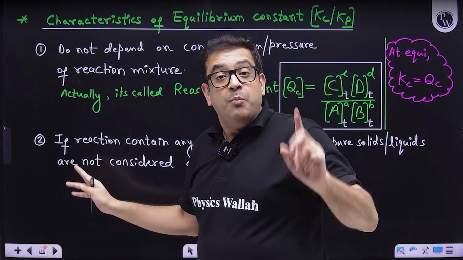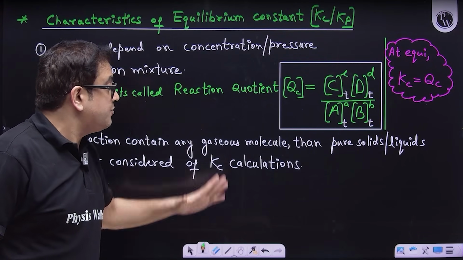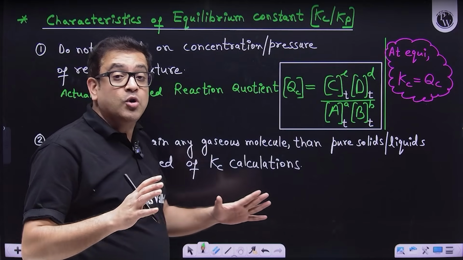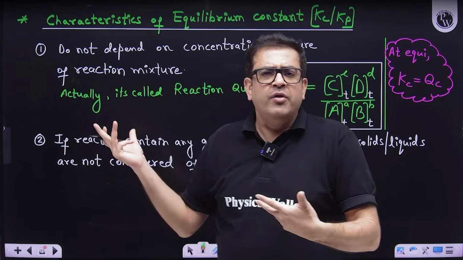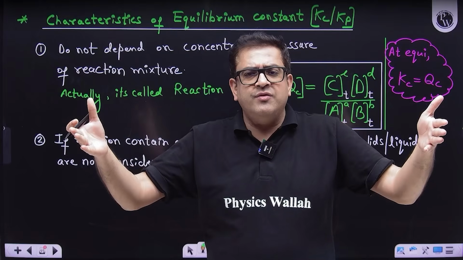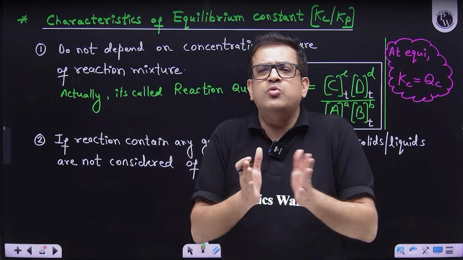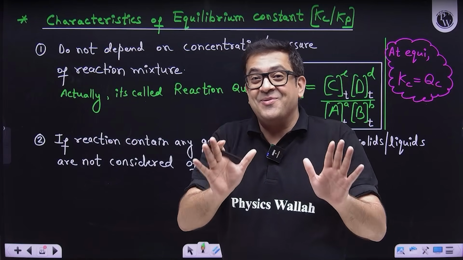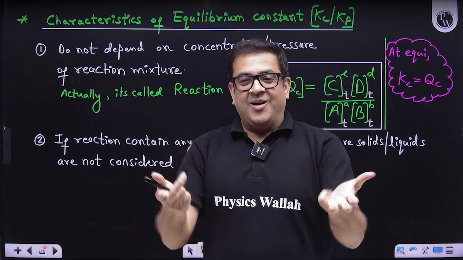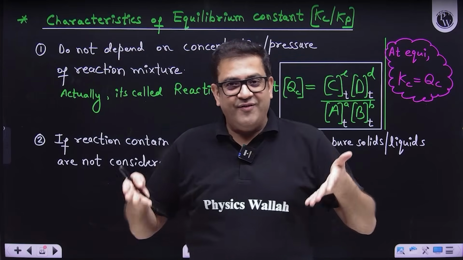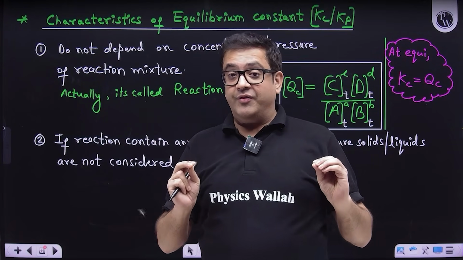Now, point number 2. If a reaction contains any gaseous molecule, that is, I'm talking of homogeneous reactions. For heterogeneous reactions, we have already seen. Let's say the general reaction we have taken is a homogeneous reaction. You very well know how to write Kc and Kp. Kp can only be written for gases. Sir, pure liquids and solids do not have any pressure. So Kp is just defined for gases only. Kc is the actual definition that we are giving.